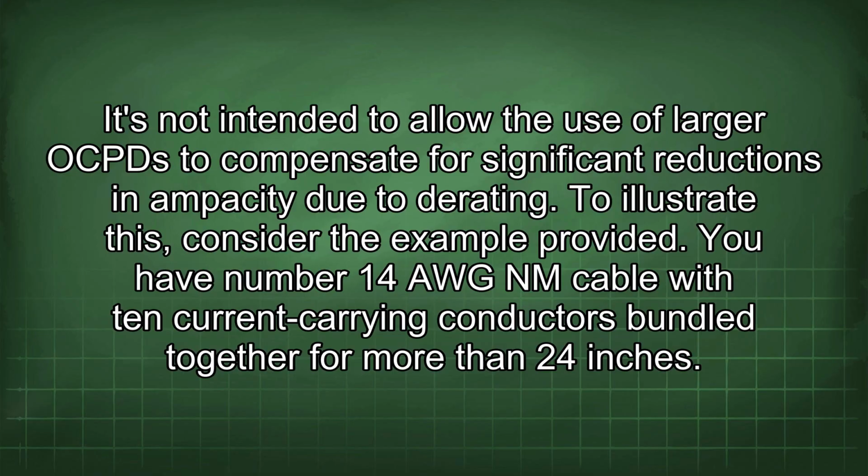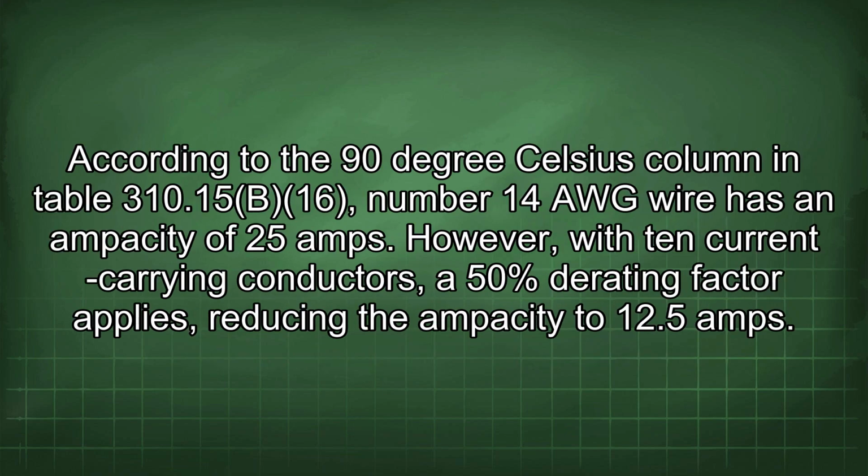To illustrate this, consider the example provided. You have number 14 AWG NM cable with 10 current-carrying conductors bundled together for more than 24 inches. According to the 90 degrees Celsius column in Table 310.15(B)(16), number 14 AWG wire has an ampacity of 25 amps. However, with 10 current-carrying conductors, a 50% derating factor applies, reducing the ampacity to 12.5 amps.